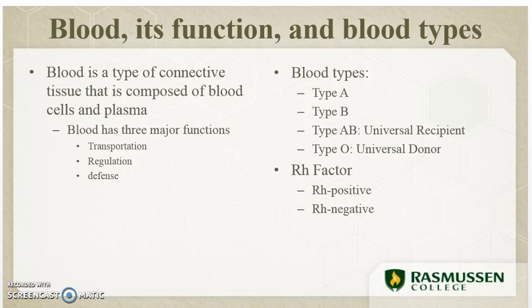This is based on an antigen first discovered in red blood cells of rhesus monkeys, hence where the name comes from. Someone who is Rh positive has red blood cells that contain an Rh antigen. A person who is Rh negative does not. The Rh factor plays an important role when it comes to pregnancy.